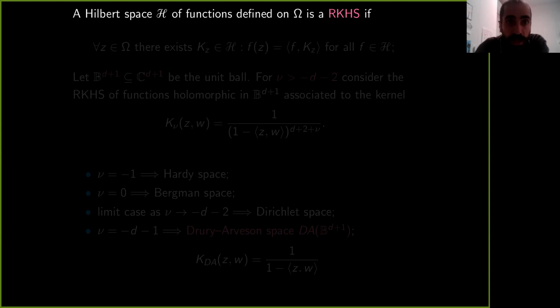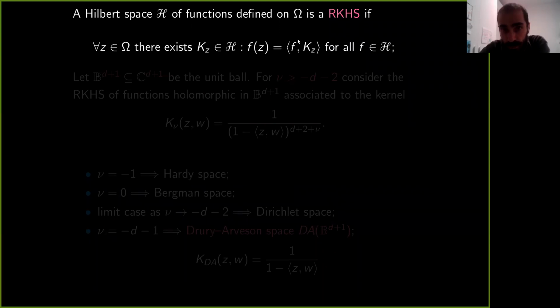Okay, so H will be a reproducing kernel Hilbert space. So I have a space of functions on a domain omega, and the point evaluation is bounded. So I have a reproducing kernel Kz in H such that f of z is the inner product of f with Kz, for all f in H. Then let us consider B_{d+1}, the unit ball in C^{d+1}. Here I want to point out that my dimension is d plus 1, and it will be clear later why I use this dimension d plus 1. In particular, the case d equals 0 is the one-dimensional case, the complex plane.